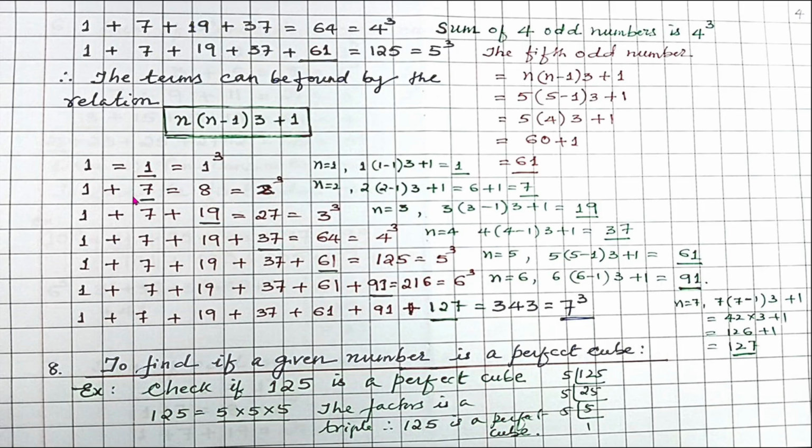After 1 we have 7. 1 plus 7 is 8, 1 plus 7 plus 19 is 27, 1 plus 7 plus 19 plus 37 is 64, which is 4 cube. So we have added 5 odd numbers here to get 5 cube, we have added 6 odd numbers to get 6 cube, 7 odd numbers to get 7 cube.